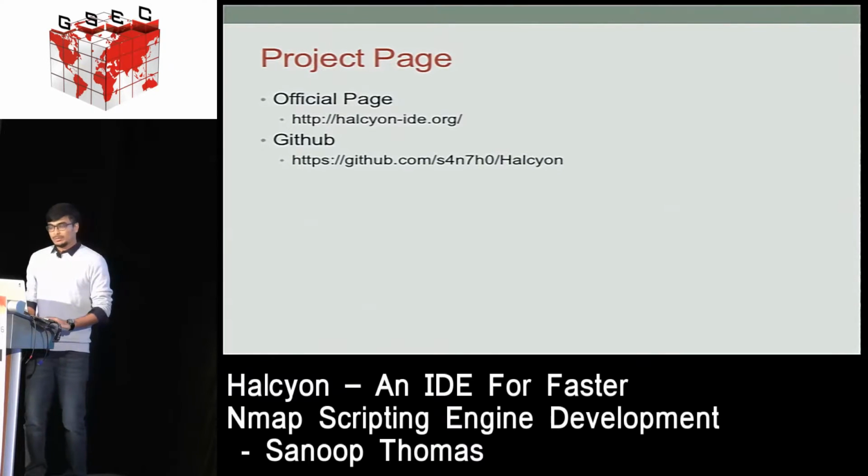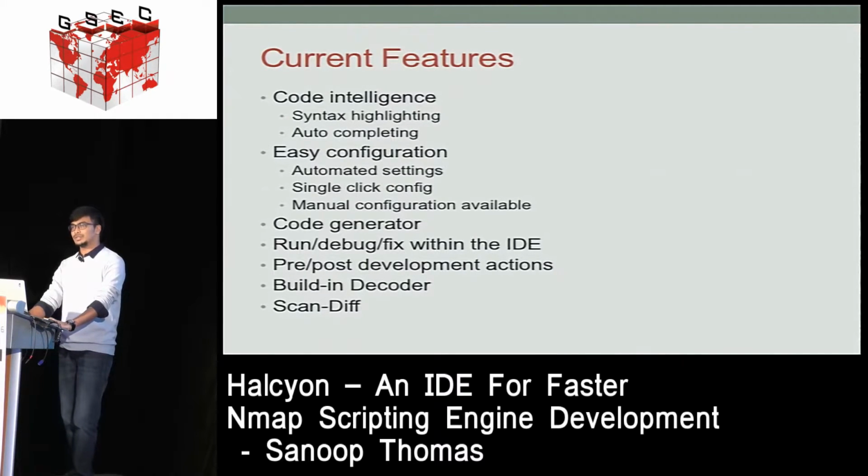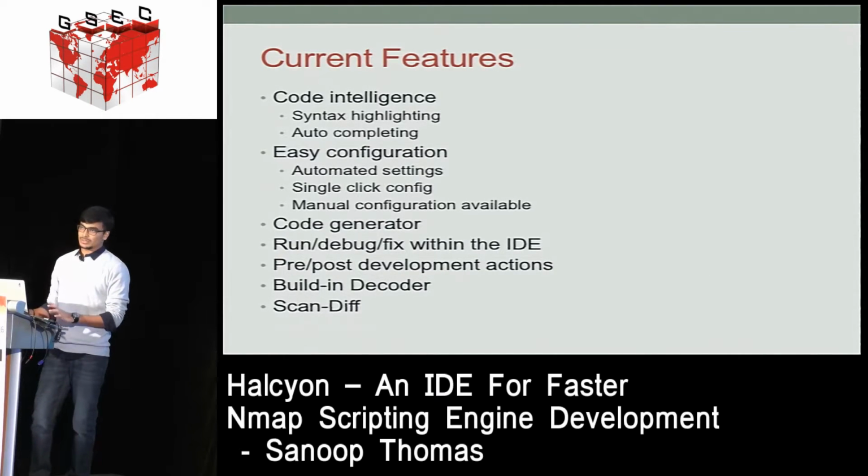More details about the tool are available on the official website, halcyon-ide.org. You will find the tool downloads, the GitHub repositories, and so on and so forth. So the current features Halcyon supports are listed here. It understands the code, so it's not a normal IDE, it actually comes with code intelligence. It understands both the syntaxes, both Nmap and Lua. It gives you a code completion option that helps you write code even if you don't remember the code syntax and the prototypes and so on. It's easy to configure. The jar file automatically understands what platform you're running, whether it is Mac, Windows, or Linux, and it understands if you already have Nmap on your system, and it picks up the classpath information automatically. And you also have manual configuration in case it's required.